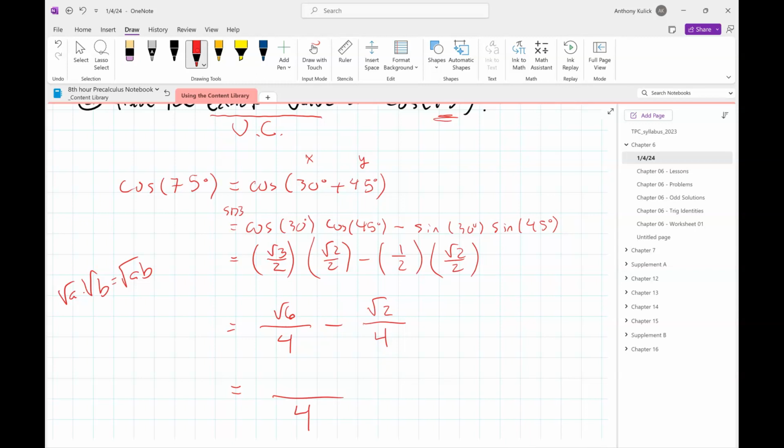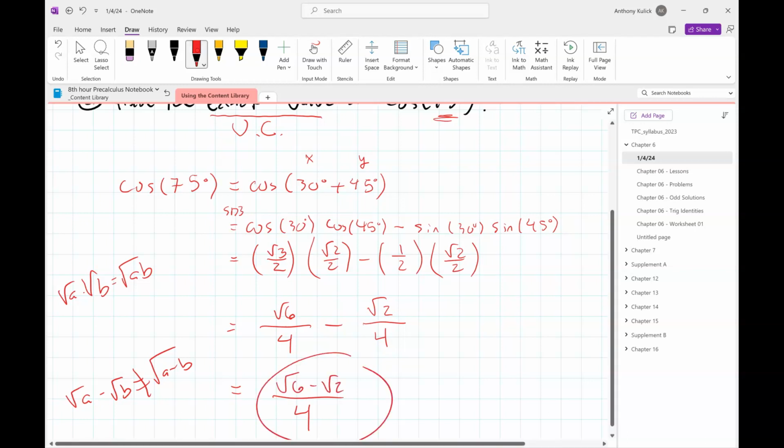And then how do I do root 6 minus root 2? It's not root 4. So this is not true. Nope. You can't subtract them. You just do that. Just write them next to each other. And we're done. Look at that. Was that too bad? We can do this, right?